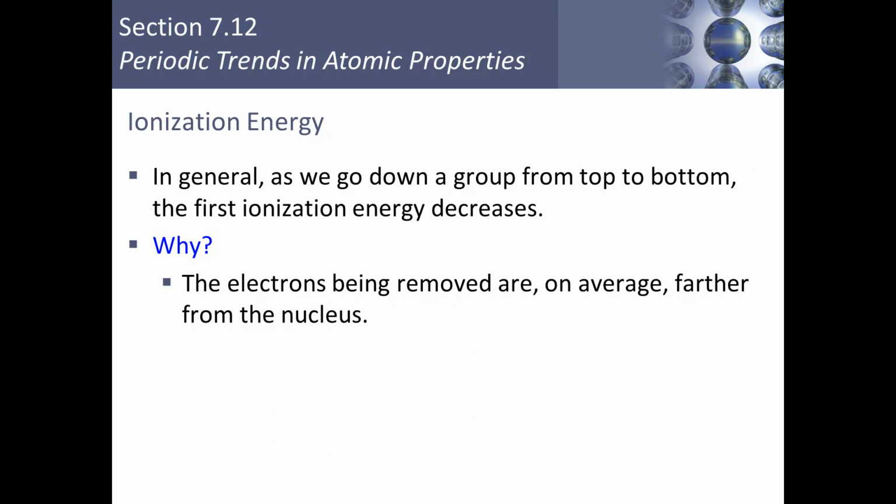In general, as we go down a group from top to bottom, the first ionization energy decreases. This is because the electrons being removed are on average farther from the nucleus as we go down a column of the periodic table.